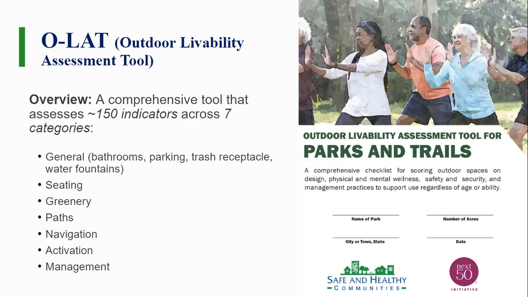So the OLAT, this is the cover of it on the right-hand side, what it looks like, is a comprehensive tool with approximately 150 indicators across 7 categories. There's the general category that has indicators for bathrooms and parking, trash receptacles, and water fountains. And then there's seating, greenery, paths, navigation, activation of a park, and management and operations of a park.